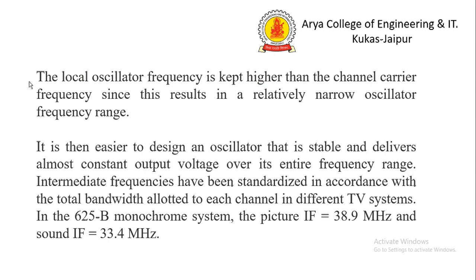So the local oscillator frequency is kept higher than the channel carrier frequency, so that it is easier to be stable and deliver almost constant voltage. The intermediate frequencies, picture IF and sound IF of 33.4 MHz, are fixed for the monochrome system.